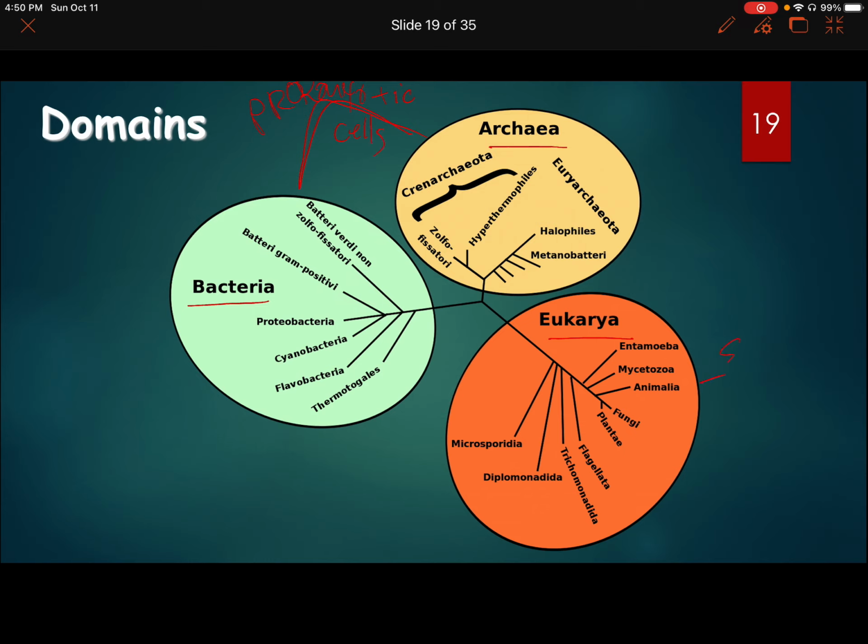And then these ones are made of eukaryotic cells. Okay, and then all of the stuff inside is written on a sort of sideways cladogram. You don't have to worry too much about that. It's just showing you in a visual way how the domains are related.